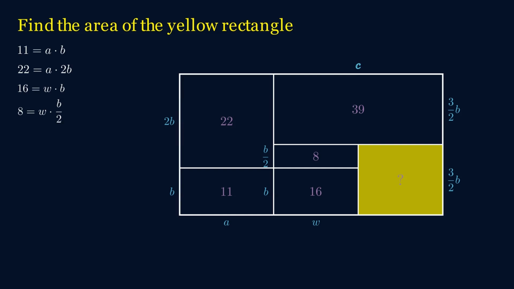Now here's the key idea. Under that same width and the same height, the area of rectangle 39 is equal to the combined area of the rectangle 8 and 16 and the yellow rectangle. So we can say 8 plus 16 plus the yellow area equals 39. So the yellow area Y has to be 39 minus 24.